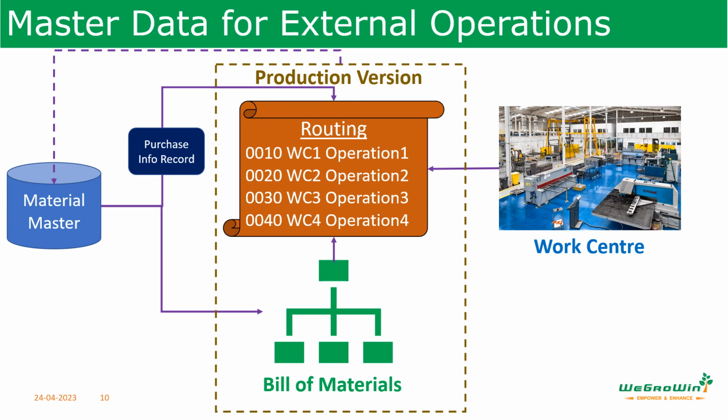A production version has to be created where the bill of material and routing will be linked. And then proper product costing has to be done to include the cost of external operations and internal operations. So I just gave the summary here. We'll go through them one by one.